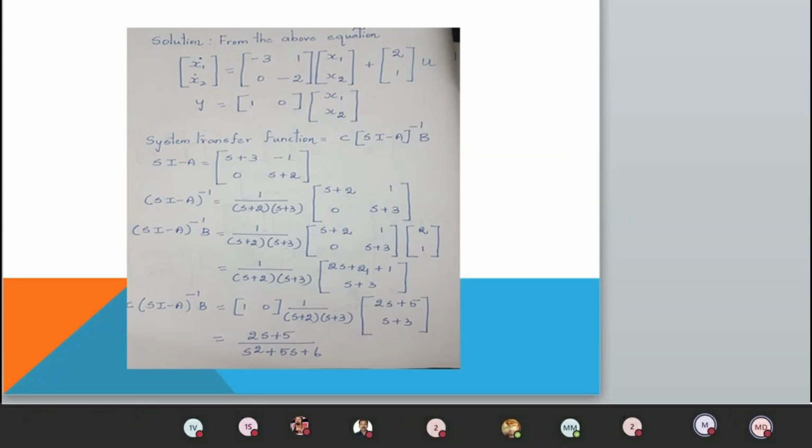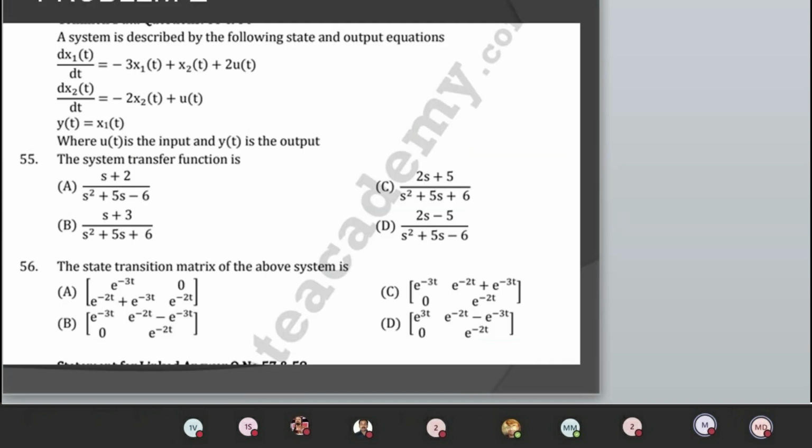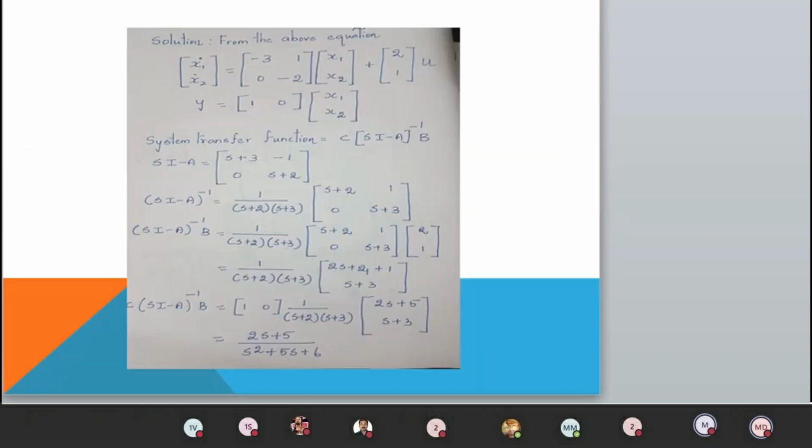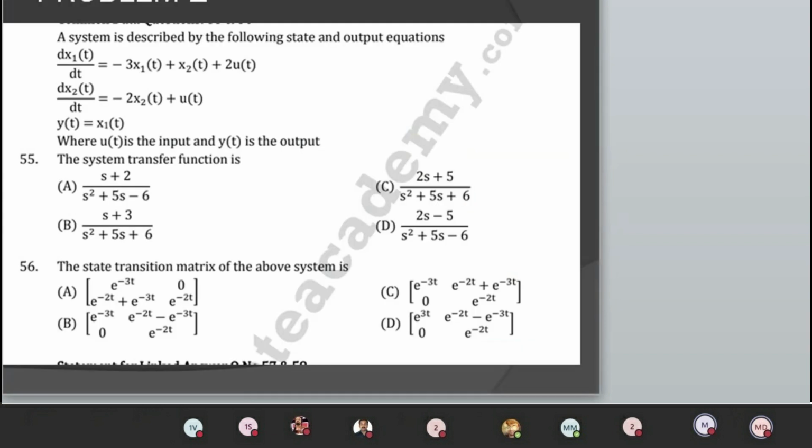So I'm representing the equations in terms of matrix. Okay, so please take care. This is very easy to understand. So u of t is b. C is next, y is nothing but x1 of t. Y is nothing but output. Okay, so you have x1 and x2. You don't have the parameter for x2. So 1, 0, x1, x2. That's all.